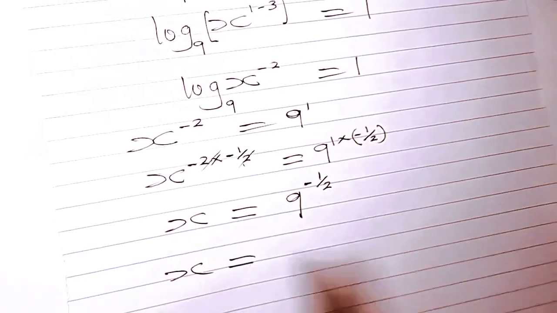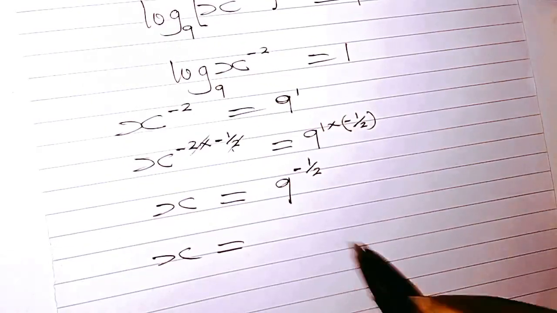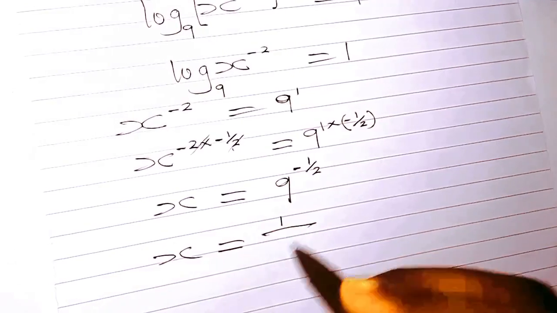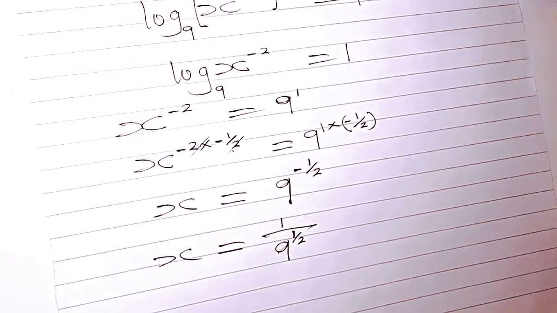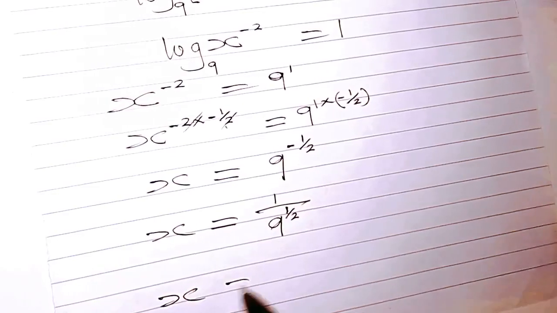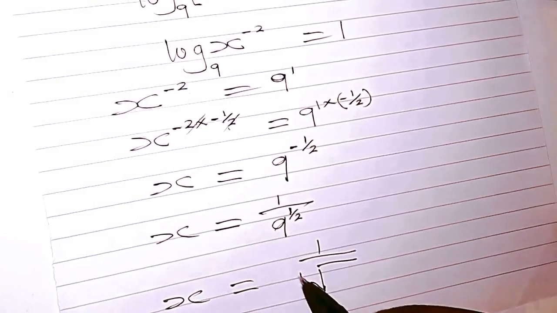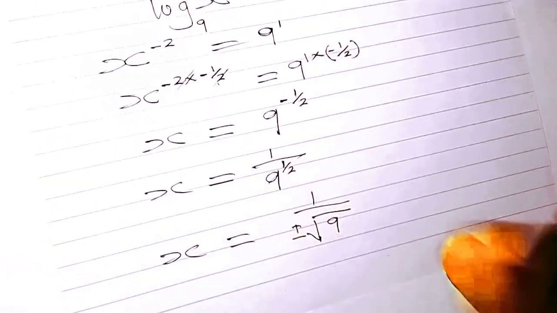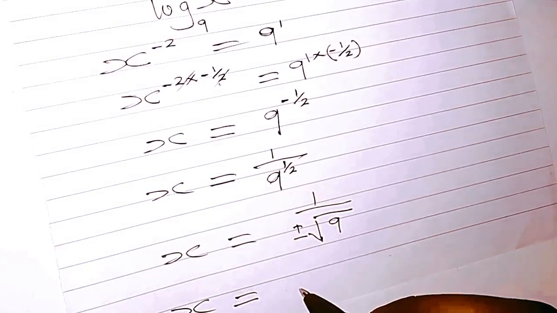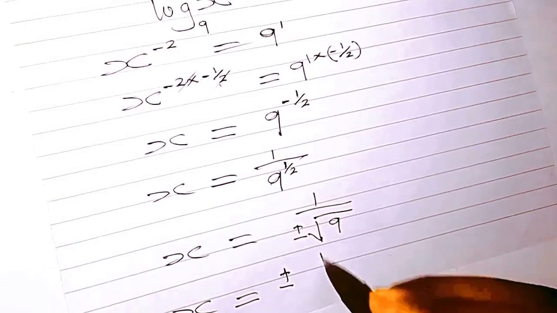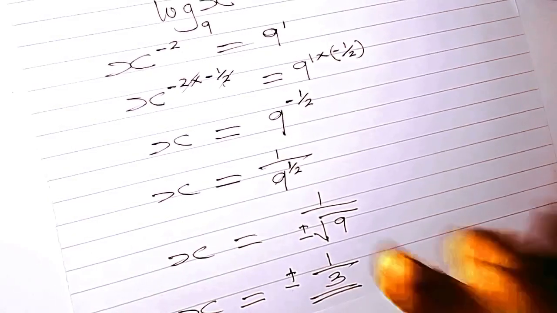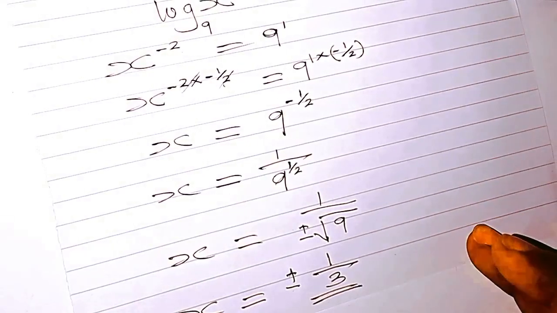And then to apply one of the laws of indices, this minus becomes 1 over 9 raised to the power of 1 over 2. And of course, 1 over 9 raised to the power 1 over 2 becomes plus or minus the square root of 9. And then finally, we have x equal to plus or minus 1 over 3, because the square root of 9 is actually 3.